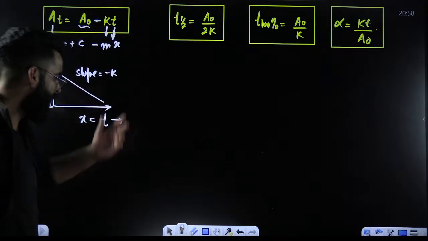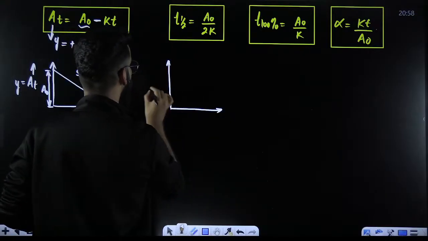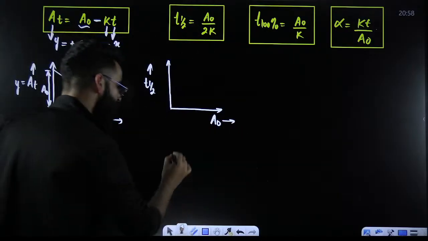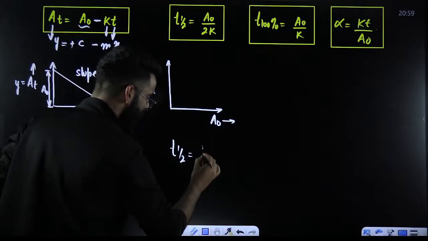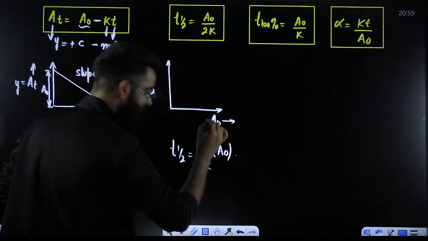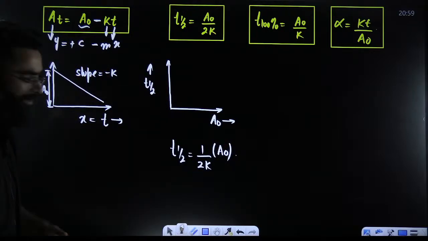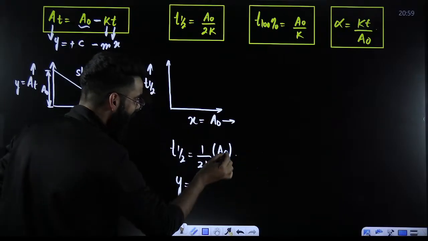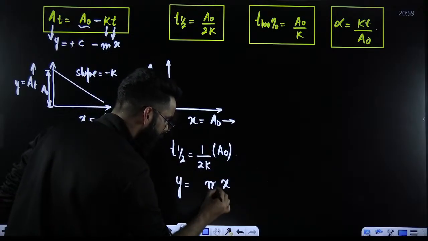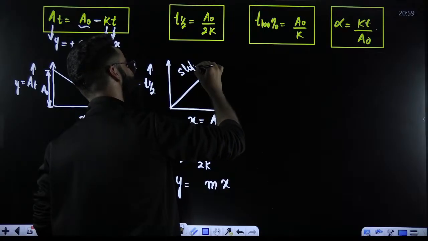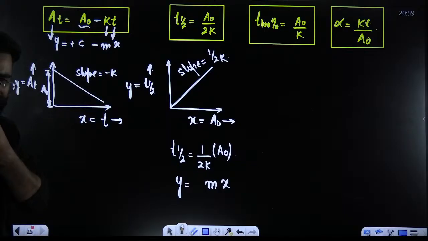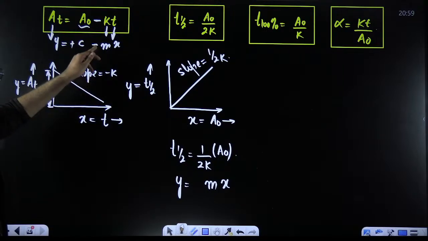For example, let's say you have to plot a graph between t half and A naught. You know the equation. t half is equal to what? A naught by 2k. So I'll write 1 by 2k over here, then A naught. t half you're plotting along the y-axis, A naught along the x-axis. So instead of t half you can write y, instead of A naught you can write x, and this whole term you can write m. y is equal to mx. It's going to be a straight line. If I ask you what about the slope of this graph? Slope means m. m is nothing but 1 upon 2k. Slope here, for the first graph, is minus k. It's not k, it's minus k.